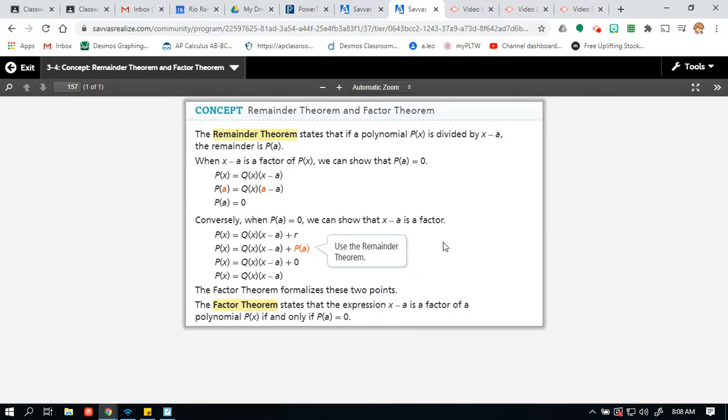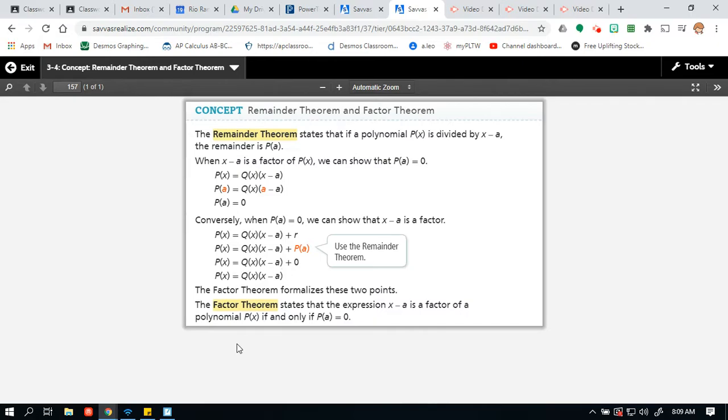Conversely, when P of A is equal to 0, we can show that X minus A is a factor. So we have P of X equals Q of X times X minus A plus R. And remember, our remainder now is P of A, P of that divisor solution. So P of A is replaced in here. Now, using the remainder theorem, if we have a factor, then we should have no remainders, and therefore this is 0. So then we have P of X equals Q of X times X minus A, or factored form here.